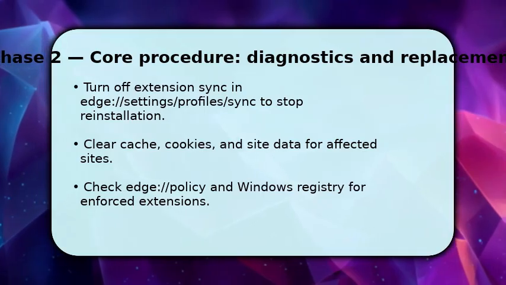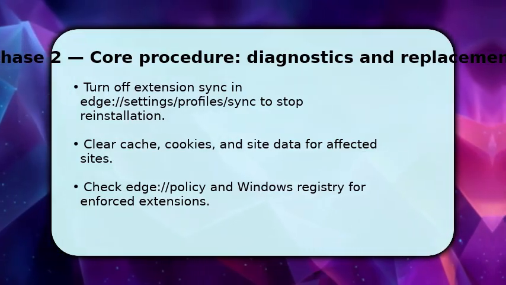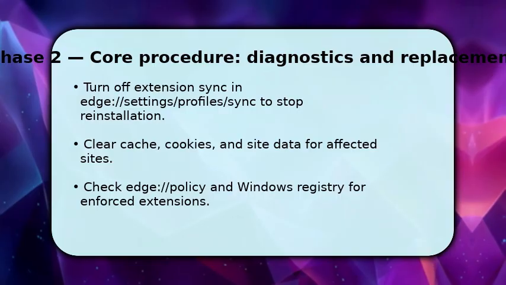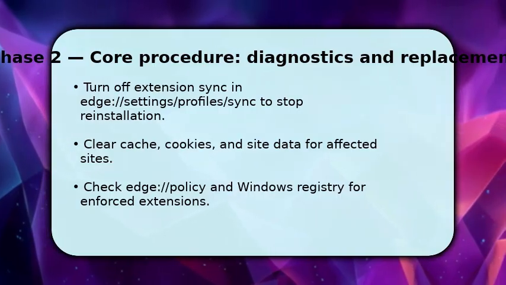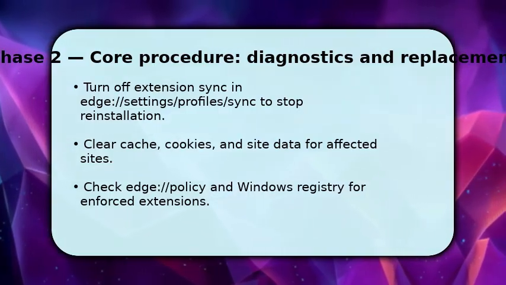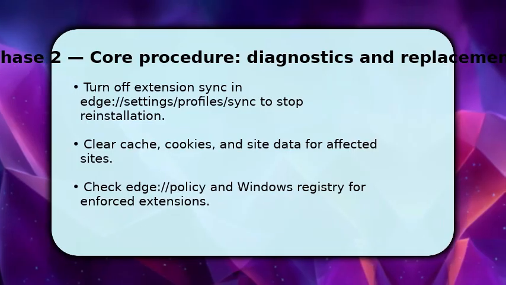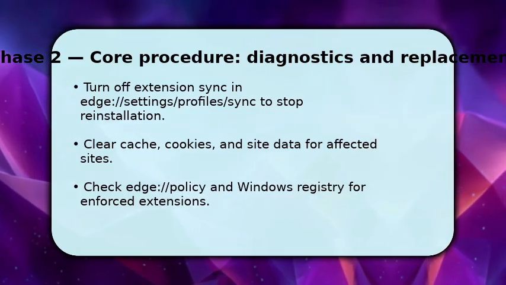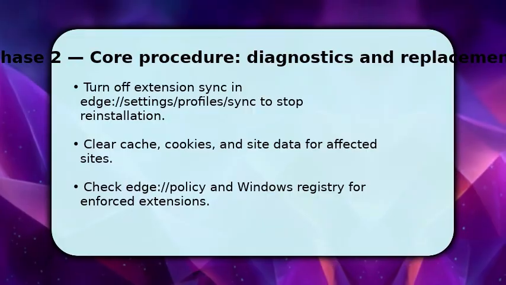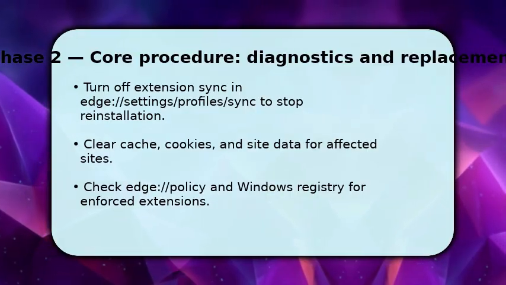Go to edge://settings/profiles/sync and disable extensions. Next, clear cache and cookies for the sites that showed the key symbol. This removes cached UI elements. Then inspect edge://policy to ensure no enterprise policy forces the add-on.